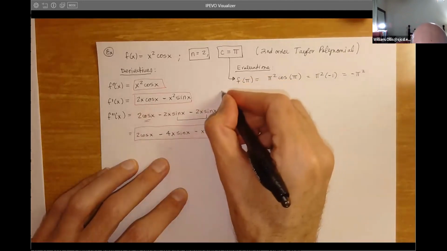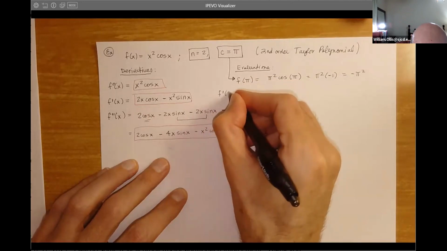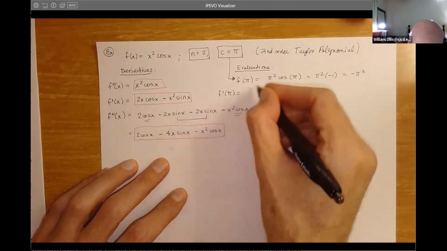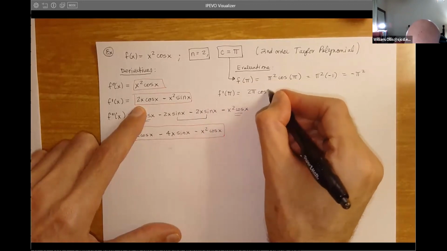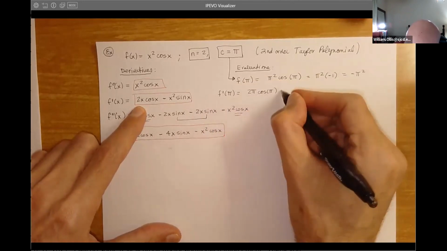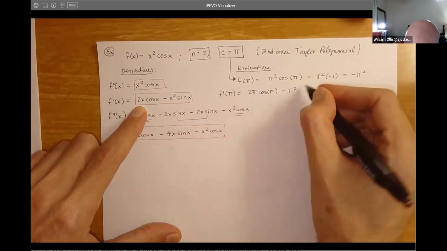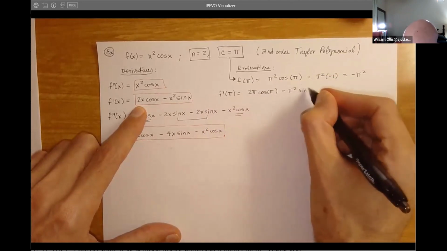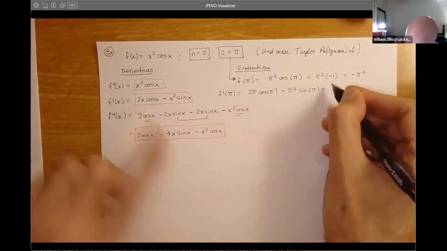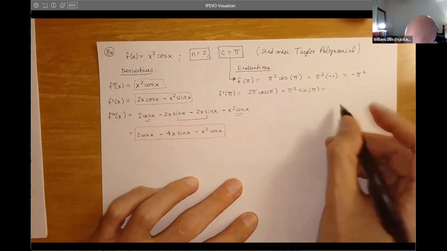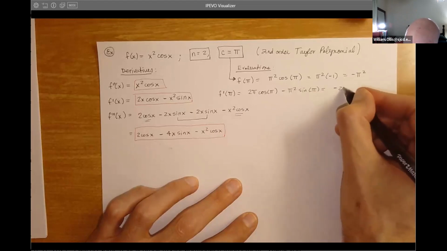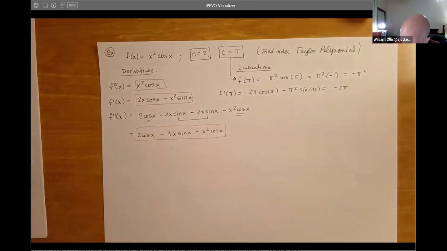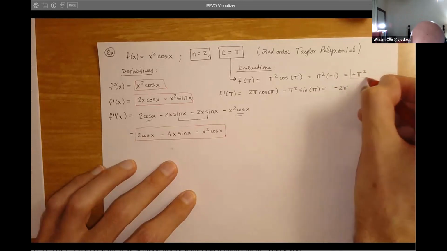And now let's do the first derivative, f prime evaluated at the expansion point c. So we're going to get 2 pi times cosine of pi minus pi squared times sine of pi. Of course, the sine of pi is 0, so that term is annihilated. So we get -1 times 2 pi, which is -2 pi. So let's go ahead and box these.